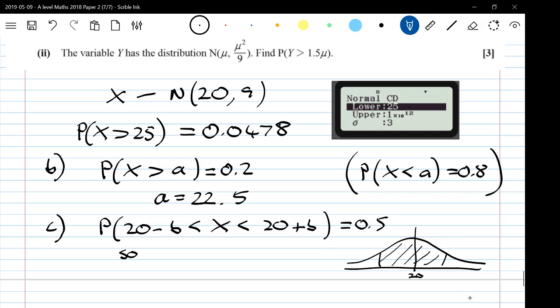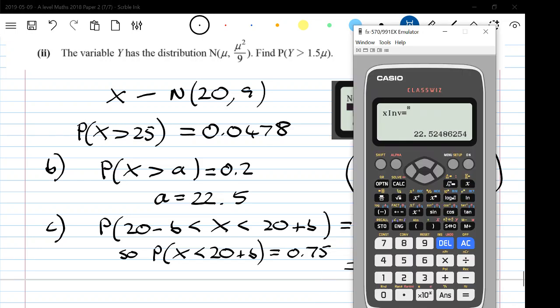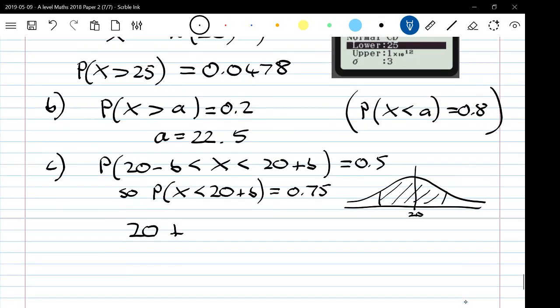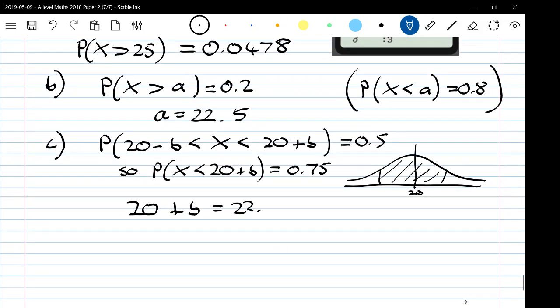So what we could say is that the probability that x is less than 20 plus b is 0.75 because there must be 0.25 at either side. So we'll go to our calculator again. We'll do the same kind of calculation with 0.75 in there and get a value of 22.023. So that gives that b is 2.02 to 3 significant figures. They allowed b equals 2 as the answer to that one.